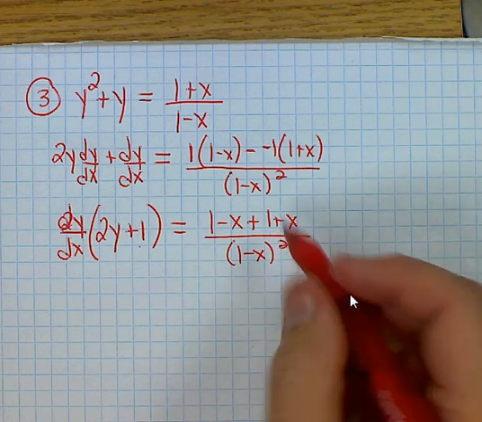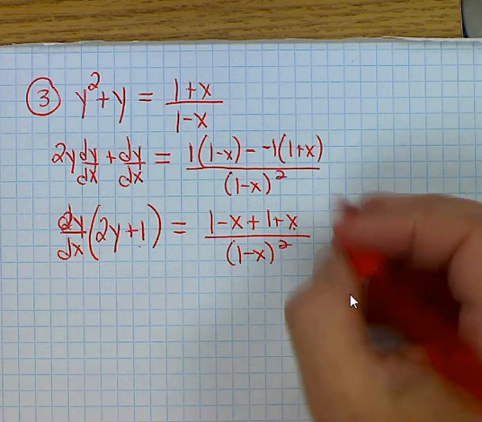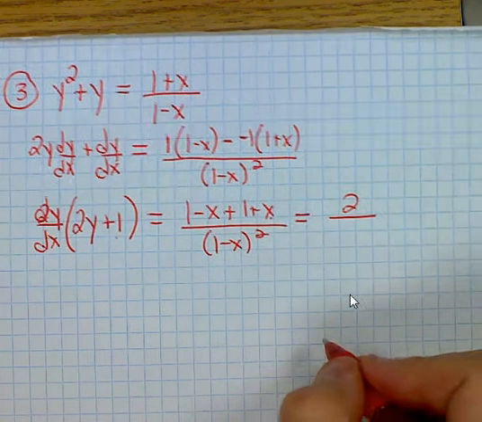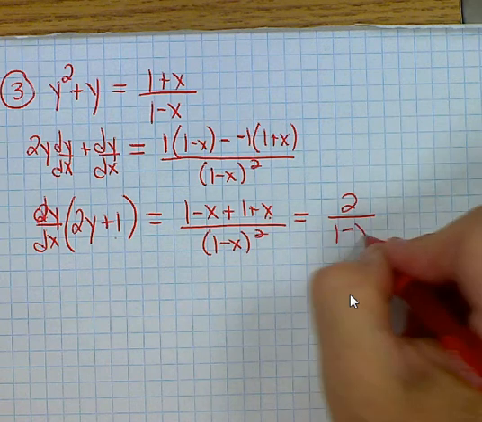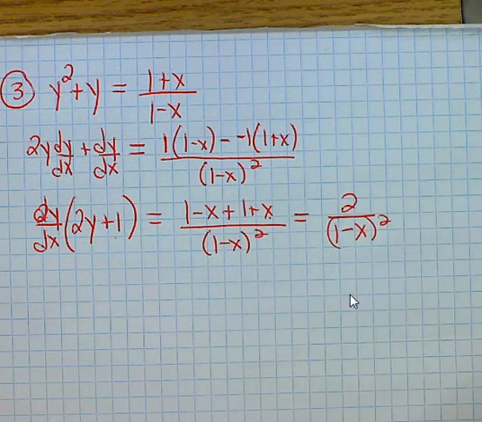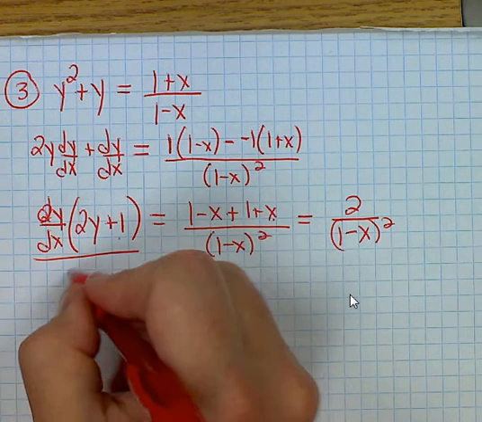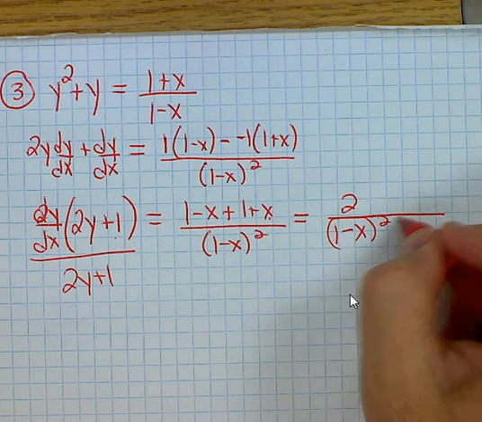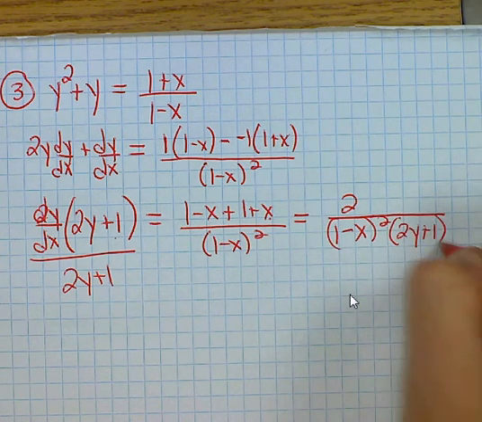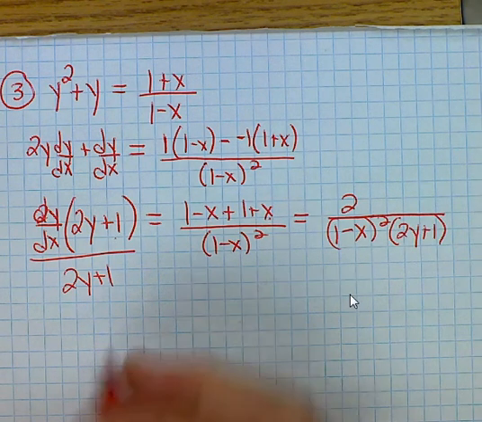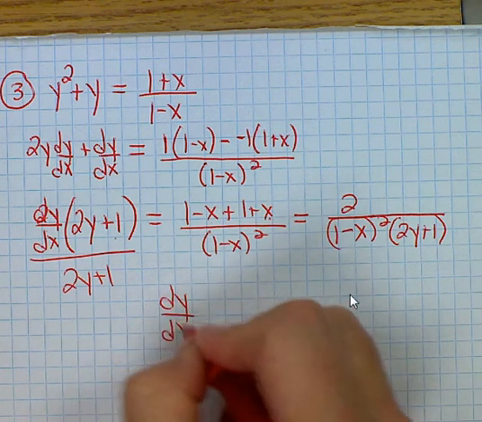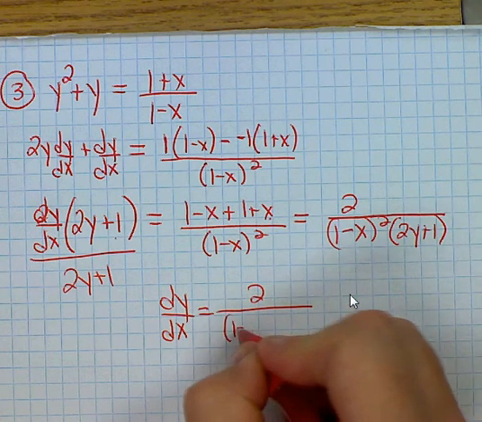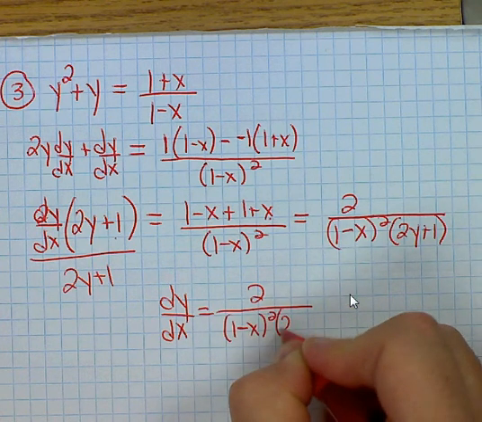So combining like terms here, basically the x's are going to cancel. So I'm going to be left with 2 over 1 minus x, squared. And then we're going to have to divide this side by 2y plus 1. I divide this side by 2y plus 1, which means I'm just going to put it in the bottom. So final answer, dy dx is equal to 2 over 1 minus x squared, times 2y plus 1.